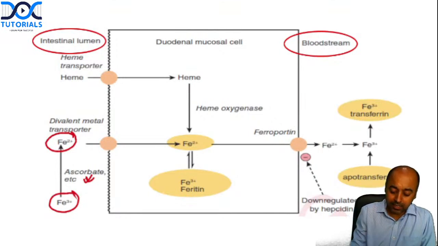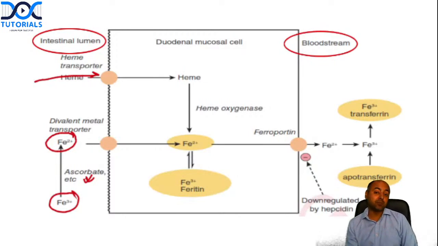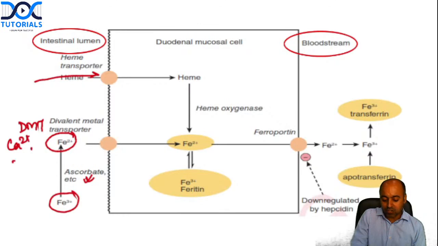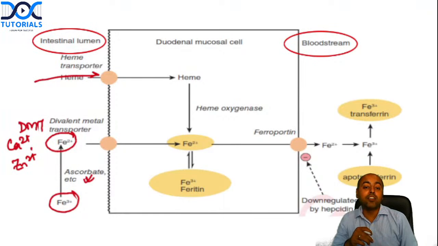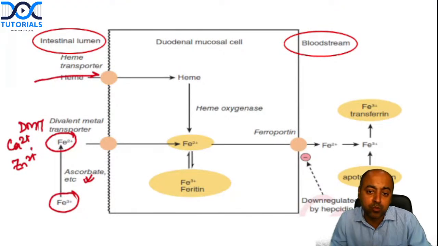Please note that the heme iron is getting absorbed by a separate mechanism. It is not getting transported by the divalent metal transporter. Divalent metal transporter is written as DMT. It will also carry out the absorption of calcium, zinc. So there's a lot of competition at the level of DMT for absorption of iron. Limited iron can get absorbed.